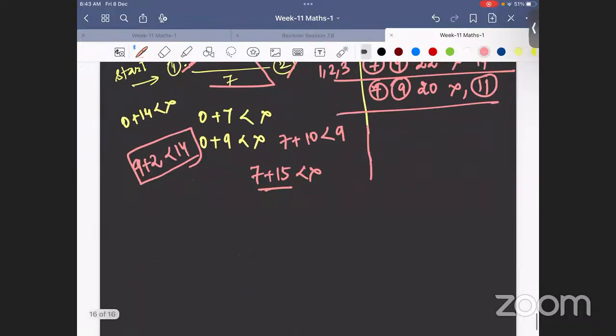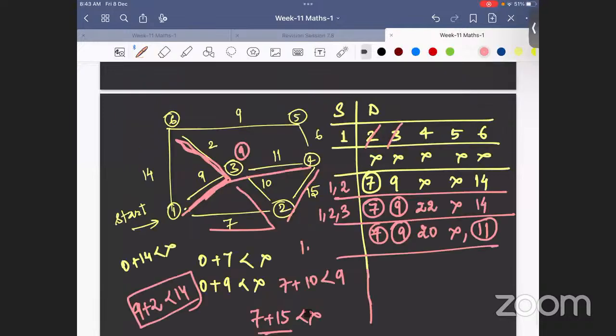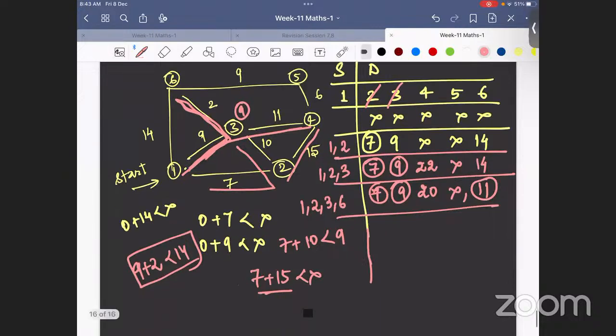Now you can take out 6 also. So 1, 2, 3, 6. So now you can take the help of 1, 2, 3, 6 to reach the remaining 4 and 5. Correct? So can you reach 4 with the help of 1, 2, 3, 6 in a better way than 20? You can't reach it, right?